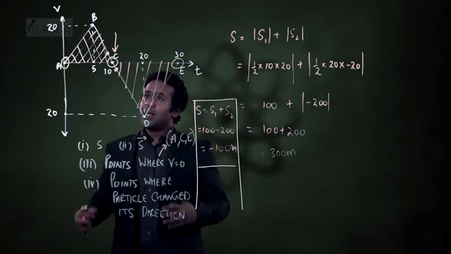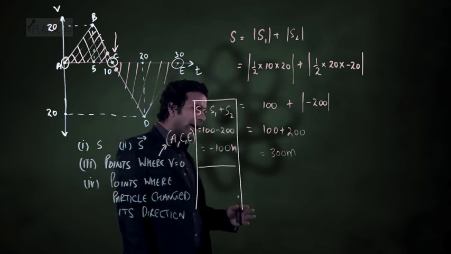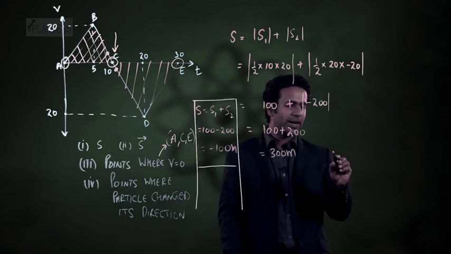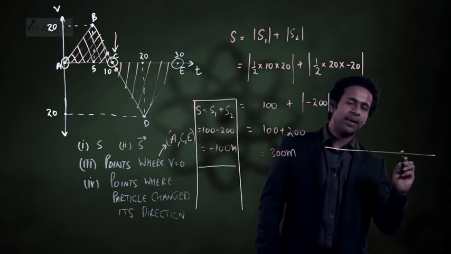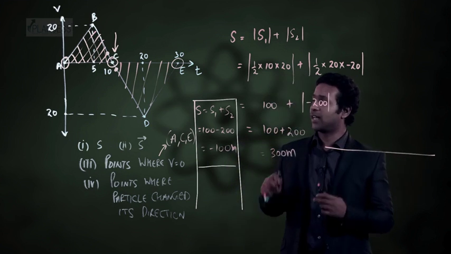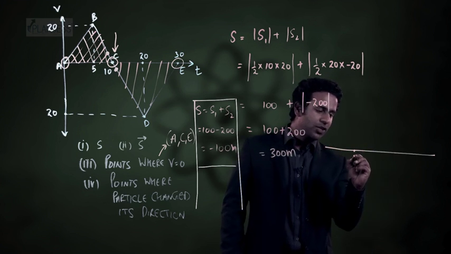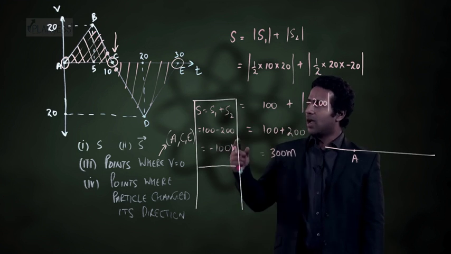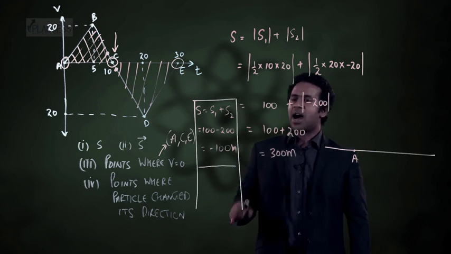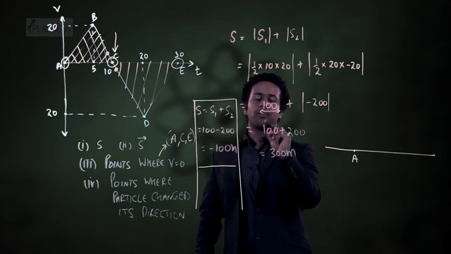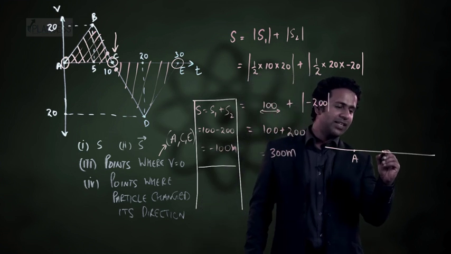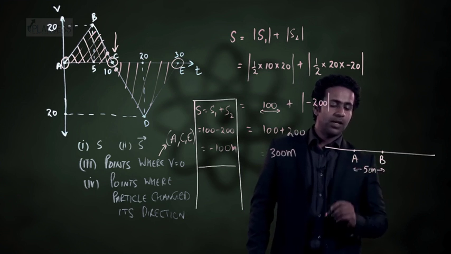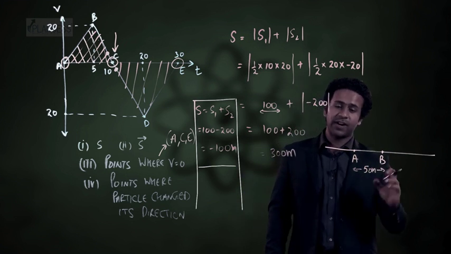Now, this entire graph shows a one-dimensional motion. So let's try to find out how this particle moves in one dimension. Let this straight line depict the line on which this particle is moving. So let's say this is point A. So while going from A to B, I'm sure you can guess that it has covered half of this total distance. So point B is at a distance of 50 meters from point A. So point B is 50 meters in front of point A.